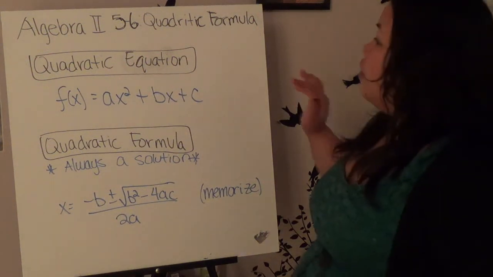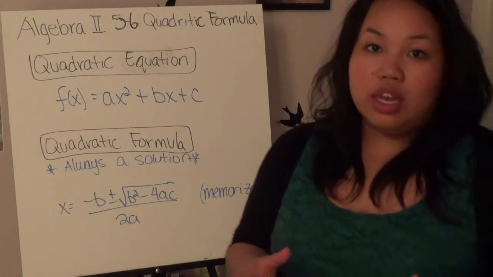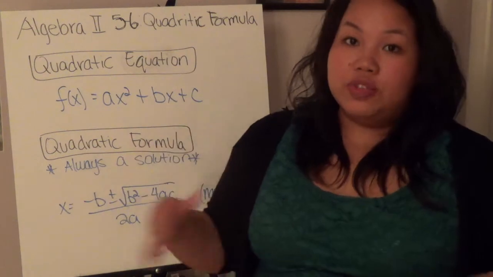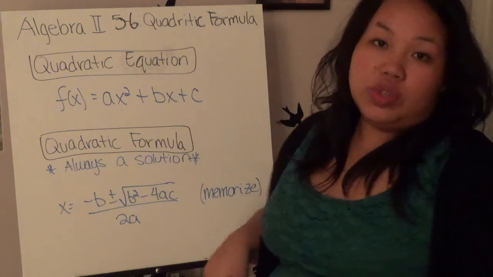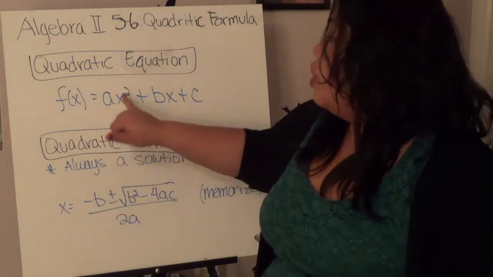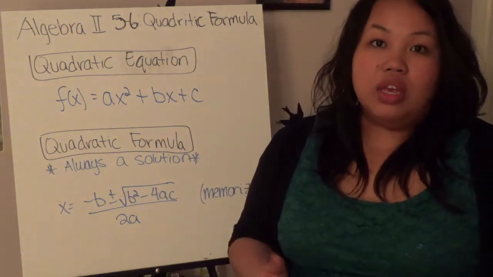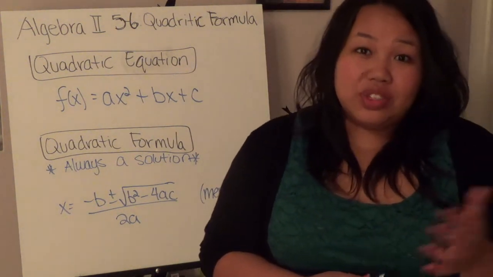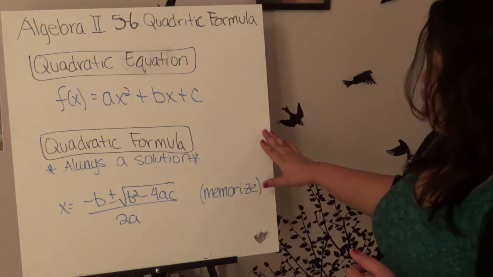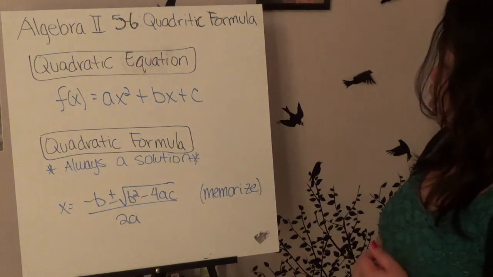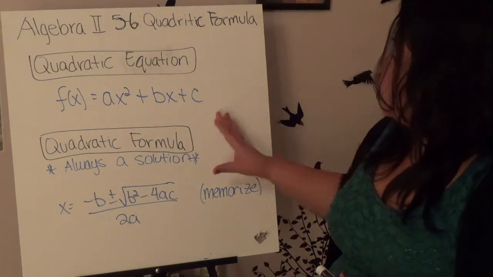In Algebra 2, Section 5.6, we're dealing with the quadratic formula. All of you have been dealing in the past few sections with all these different ways we can solve a quadratic equation, which is the equation with an x squared. You have factoring, you have graphing, complicated ways of factoring, you have completing the square. So what we're going to do here is be able to solve them all, okay? By just using this formula.